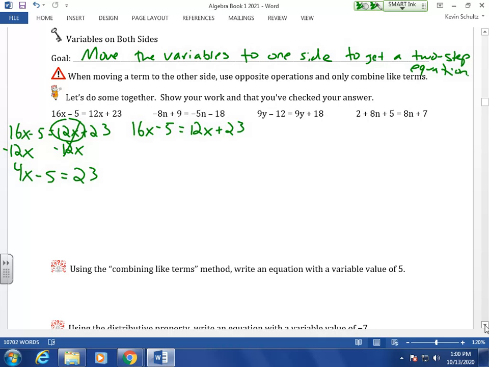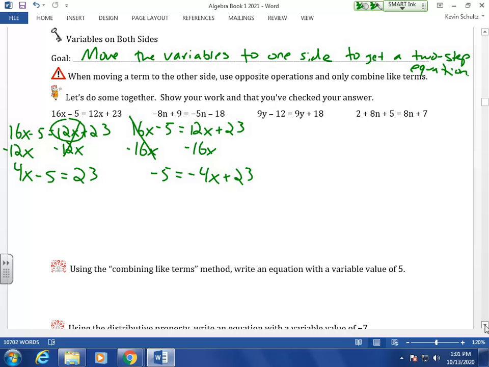Nick said to subtract 12x from both sides to move all of our x's over to the left side. Could you move them to the right side? You can. You could subtract 16 x's from both sides to get them to cancel out on the left, and you'd have negative 5 equals negative 4x plus 23.